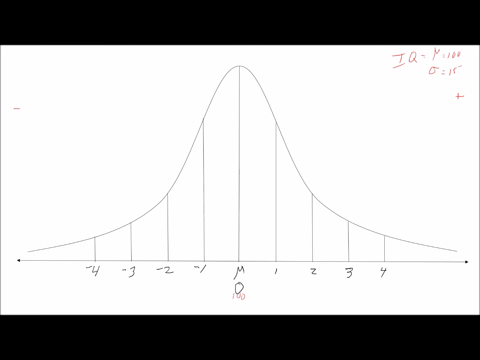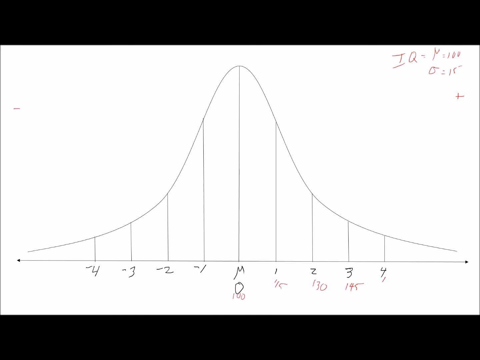So, again, if we're talking about IQ with a mean of 100, going one standard deviation up gives an IQ score of 115, 2 standard deviations, 130, 3 standard deviations up, 145. We don't usually talk about 4 standard deviations up with IQ because it's such a low probability, but we're going to do that right now.